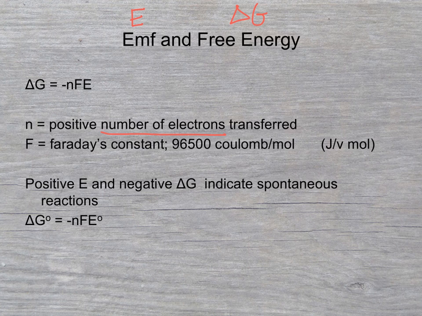F stands for Faraday's constant, which is 96,500 coulombs per mole. It also has another unit, joules per volt per mole. So you are going to need to memorize this. This number is not going to change. The only real changes are the cell potential, the free energy, and the number of electrons transferred. Keep in mind there's a negative sign in there. So delta G equals negative NFE.